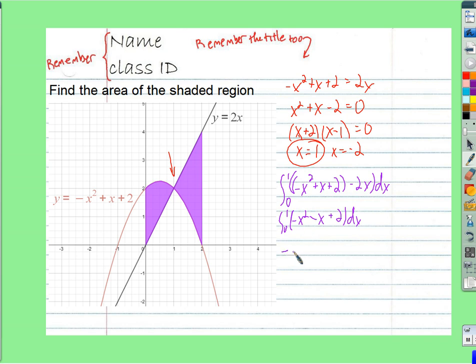The antiderivative: negative 1 third x cubed minus 1 half x squared plus 2x, from 0 to 1. And that is negative 1 third minus 1 half plus 2. So we can find a common denominator of 6: negative 2/6 plus 3/6, so that's 1/6.